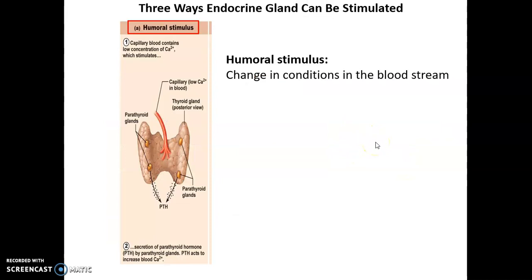Now, there are three main ways that endocrine glands can be stimulated. One is humoral stimulus. This is where the gland is observing some specific condition in the bloodstream, and when that condition changes and veers away from normal, the gland will then be stimulated and release its hormones. An example here is the parathyroid hormones. They are paying attention to calcium levels in the bloodstream, and when calcium levels get low, that will stimulate them to produce the parathyroid hormone.